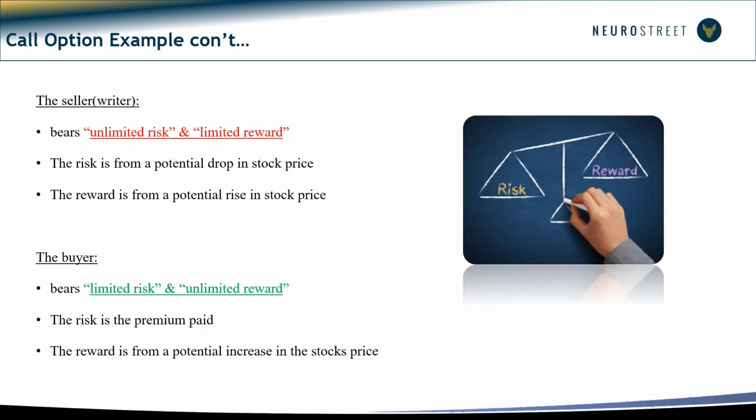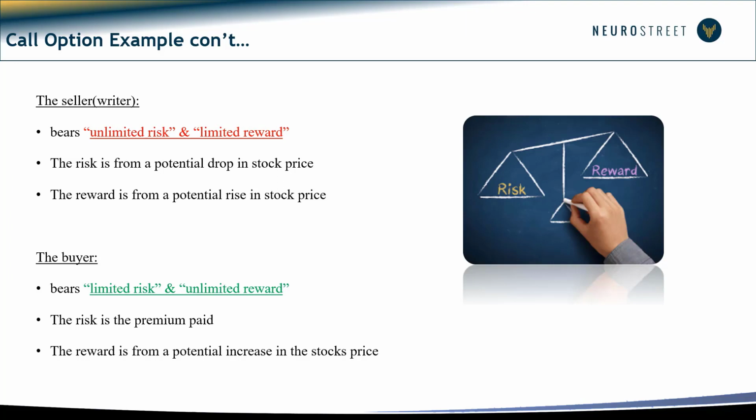Okay. Now, let's continue this. The seller in this regard, okay, bears unlimited risk and limited reward. The risk is from a potential drop in the stock price, and the reward is from a potential rise in the stock price. The buyer, okay, has limited risk and unlimited reward in this environment. The risk is the premium paid, and the reward is from a potential increase in the stock price.